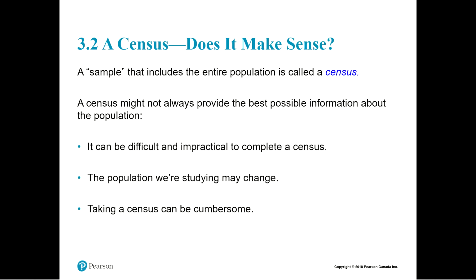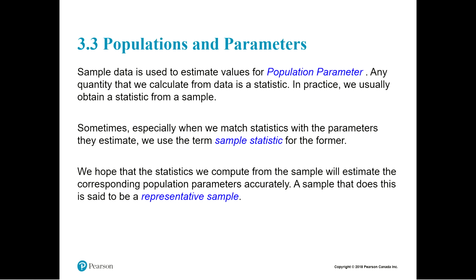Populations and parameters. Sample data is used to estimate values for population parameters. Any quantity that we can calculate from data is a statistic. In practice, we usually obtain a statistic from a sample. Sometimes, especially when we match statistics with the parameters they estimate, we use the term sample statistic for the former. We hope that the statistics we compute from a sample will estimate the corresponding population parameters accurately. A sample that does this is said to be a representative sample.